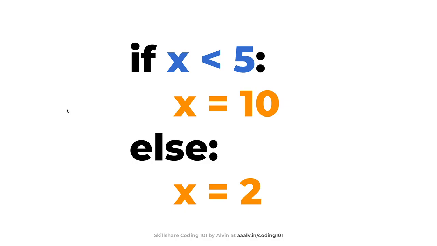Say x was previously 3. After running this code, what would x be? Pause the video here and take a moment to think. After running this code, x would be 10. This is because the condition x is less than 5 is true. So the first part of this if-else statement runs.